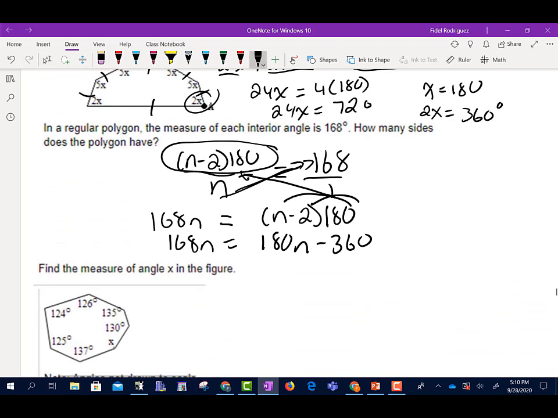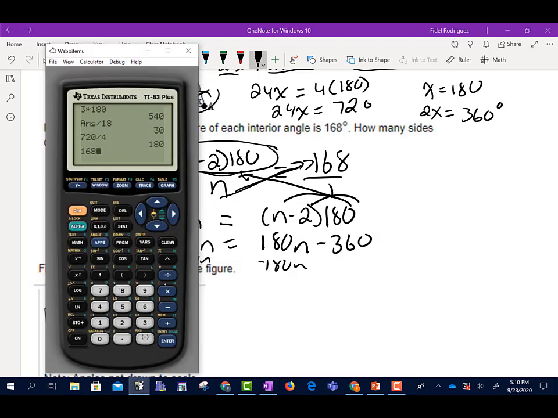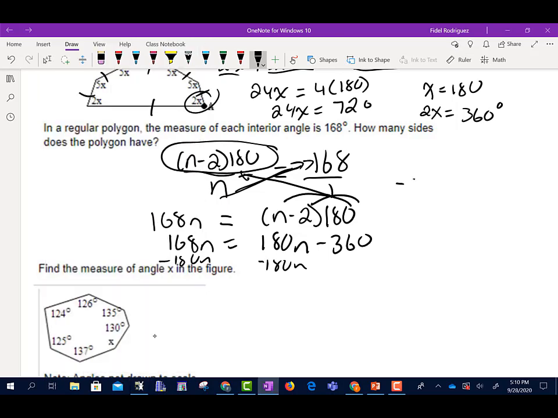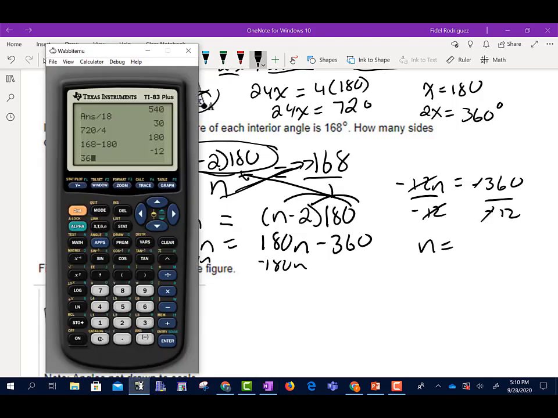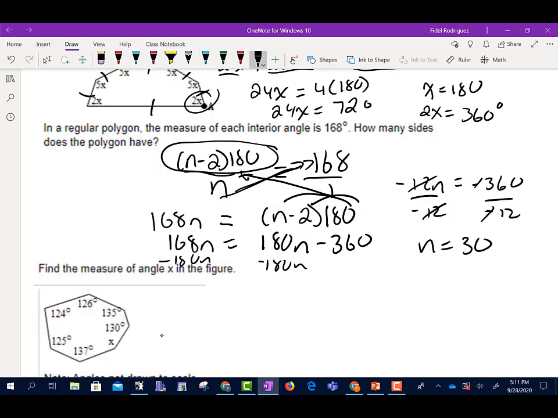Okay. Let's subtract 180n on both sides. So take my calculator, 168 minus 180, negative 12. So I have negative 12n equals negative 360. So when I divide both sides by negative 12, guys, remember a negative divided by a negative is a positive. So I'm just going to take 360 divided by 12. And how many sides does it have? I think it has 30 sides. Those are big sides.